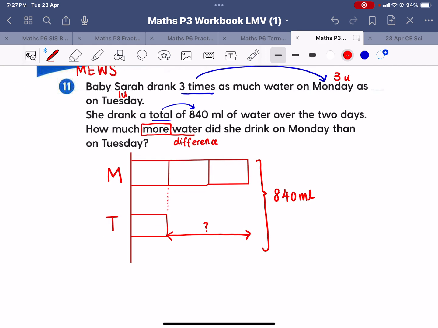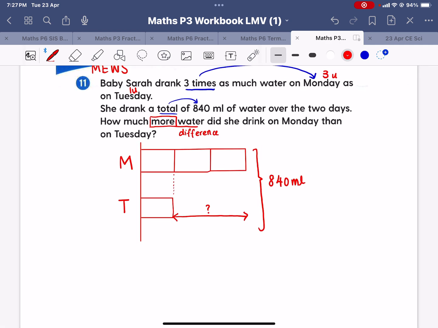All right. Now, with this model in mind, we now know that our final goal is to find out how much these 2 units stand for. But first of all, based on this picture alone, this model is completed, right? Are we able to see from this model how many units represent 840 ml? We know that each box is 1 unit, and a total of 4 units have been drawn to show the total of 840, right?